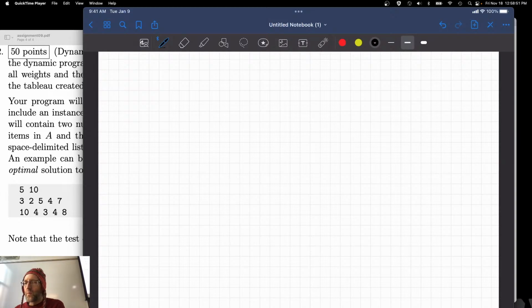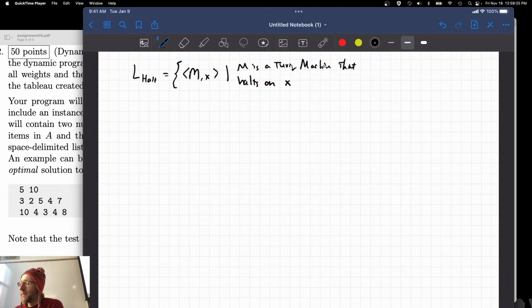All right? We know that Turing machines are encodable as strings. So what I'm going to do is have a language called the halting language, or the halting problem. And I'm going to define that as all pairs of Turing machines M and X, encoded together, such that M is a Turing machine that halts on X. In other words, M is a machine, we run it on input X, and it will halt.